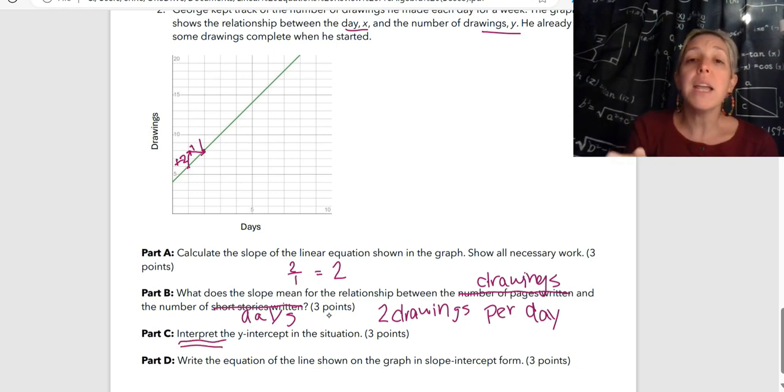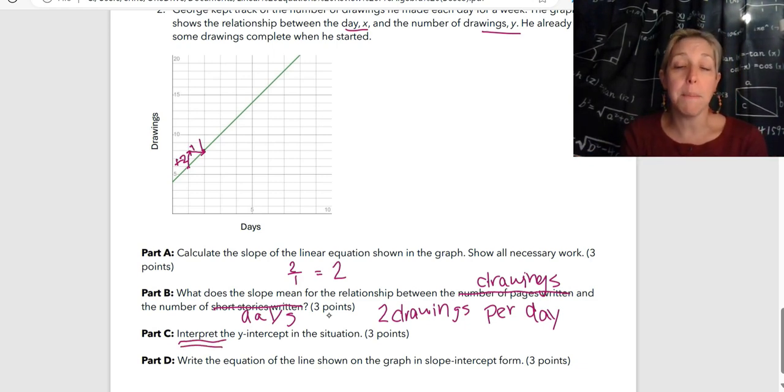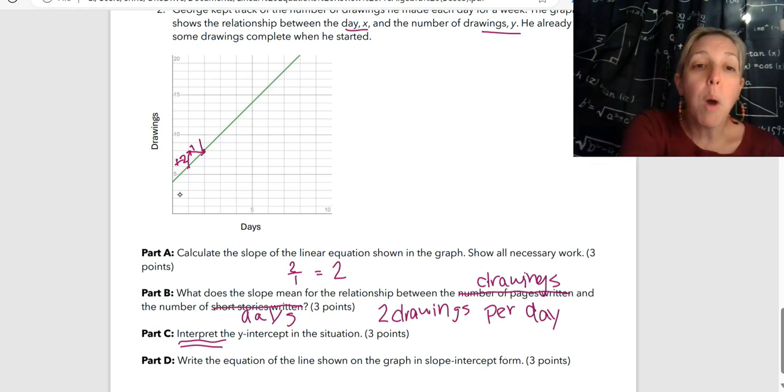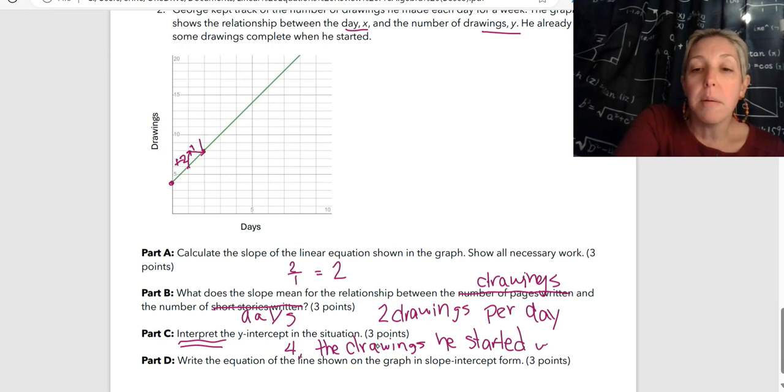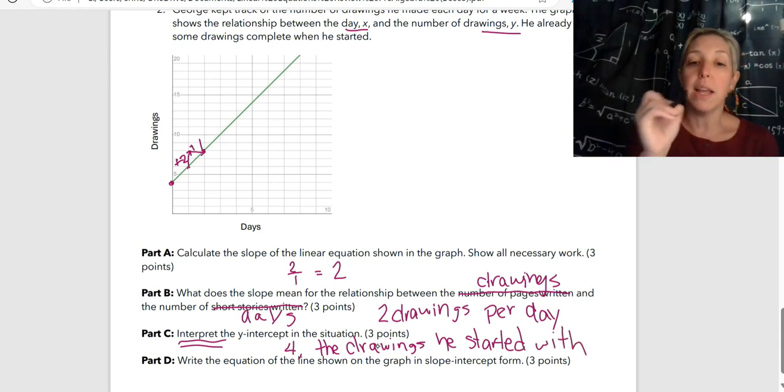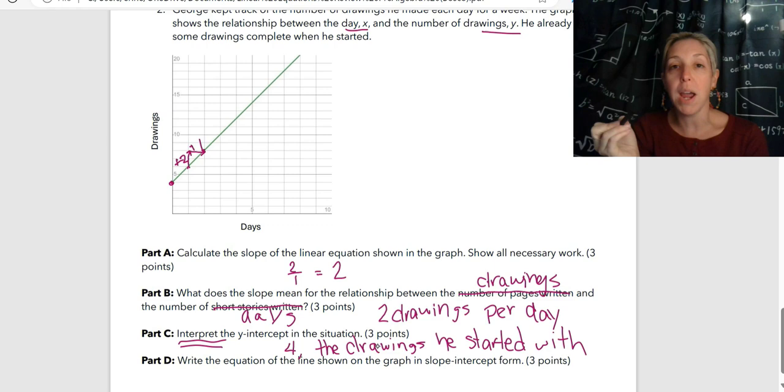Interpret means you need to tell me something about it. Don't just tell me the number. You need to tell me something. The y-intercept for this is 4, and that's the drawings he started with. Remember, it says that he already started with some drawings complete. So that's the drawings he started with. He started with 4. You could also write, instead of the way I'm writing it, 4 comma the drawings he started with, you could write out the sentence, he started with 4 drawings.